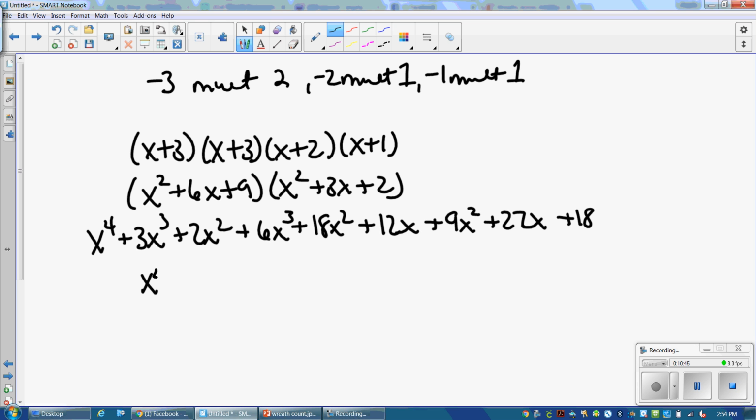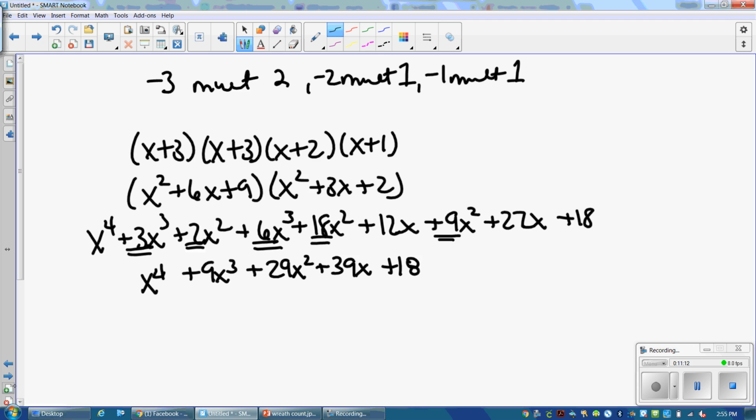So you get x to the 4th, and then putting this together with this, plus 9x cubed, and 2x squared and 9x squared make 11, and 18x squared, 11 and 18 is 29x squared. And then I'd have 12 plus 27 would be 39x, and then 18. And that's what I get when I multiply that whole thing out.